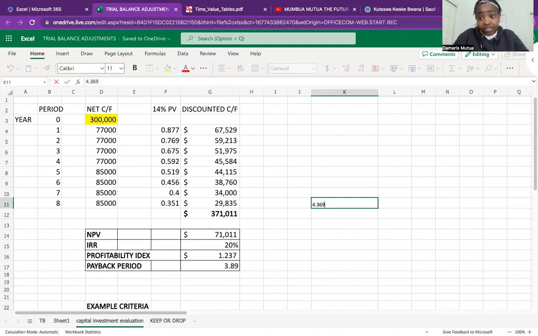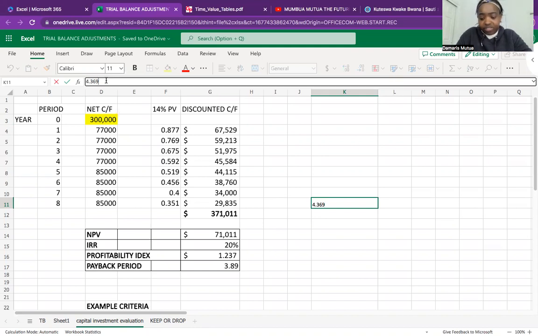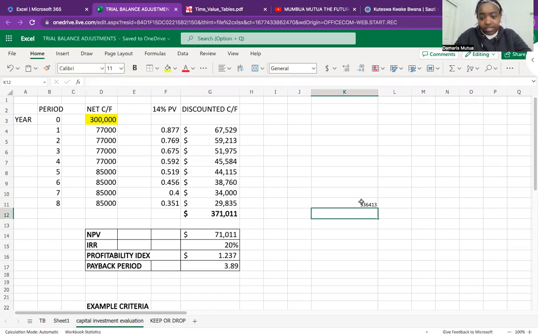4.369. That is if it's an annuity, but in our case, it is not, because the cash flows are not the same for the period of the project. So you get that times your annuity. So let's say, for example, our annuity was 77,000. That is how you could have done it. But in our case, it is not. It is different because we have 77 and 85.